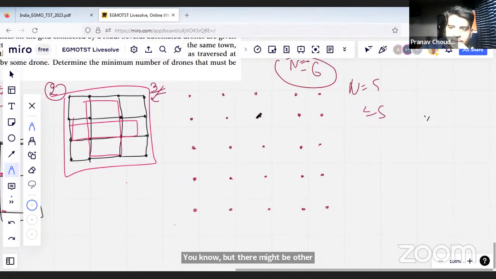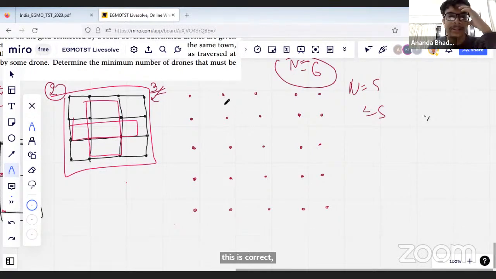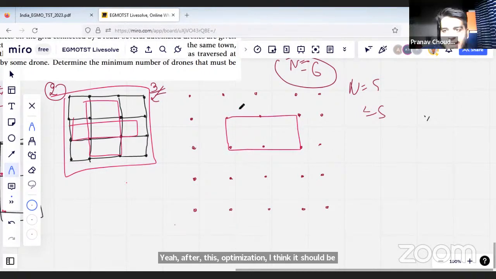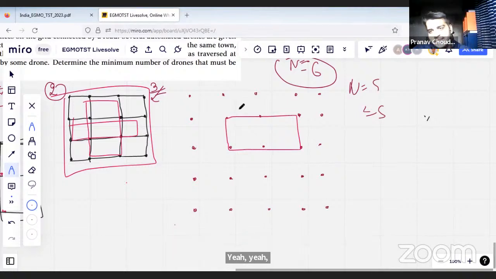Yeah, now it so much feels like USAMO P1, right? After this optimization, I think it should be easier. USAMO P1 also had some local argument, and then you had to do. Like there were many scripts which had this thing in them.